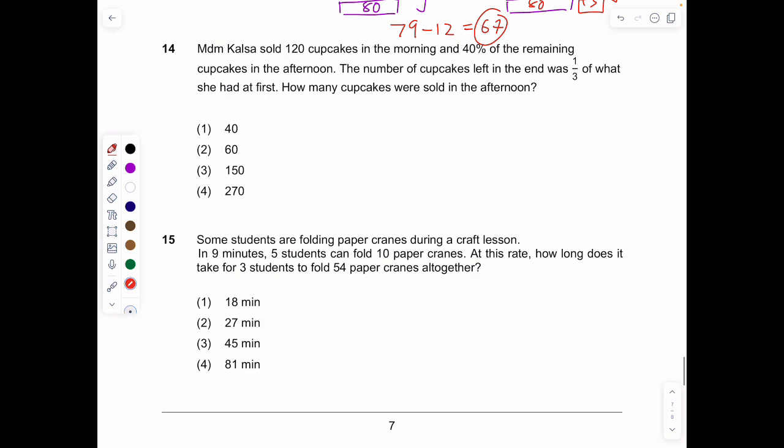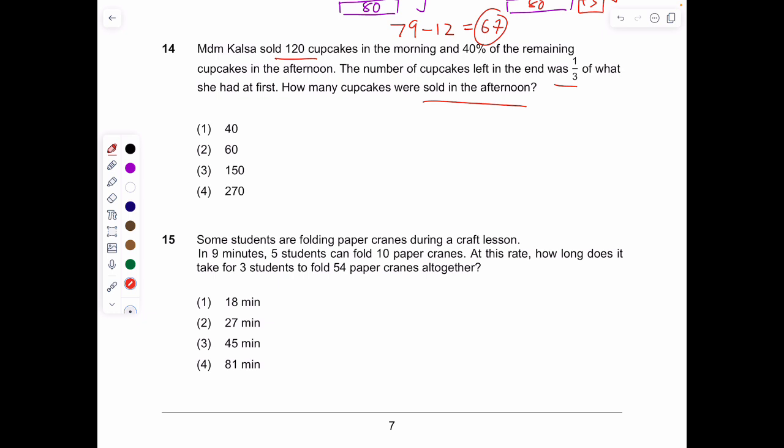Next, Madam Kelsa sold 120 cupcakes in the morning and 40% of the remaining cupcakes in the afternoon. The number of cupcakes left in the end was 1/3 of what she had at first. How many cupcakes were sold in the afternoon? So when dealing with this kind of question, it is important to read it again step by step and then break it down.